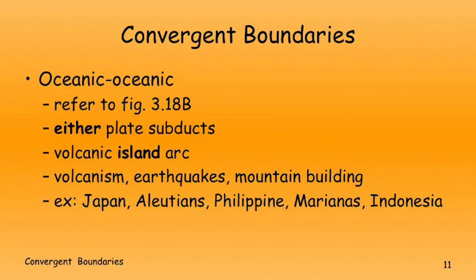So examples that you need to know and be able to locate are the Japanese islands. Okay, these are the result of oceanic convergence. The Aleutian Islands that are at the tip of Alaska are the result of oceanic convergence. The Philippine Islands, which are in the Pacific Ocean, the Mariana Islands, and Indonesia. The Mariana Islands are in the Pacific Ocean, and the Indonesian islands are in the Indian Ocean. And now I will show you the location of all of these on the map in a few moments.